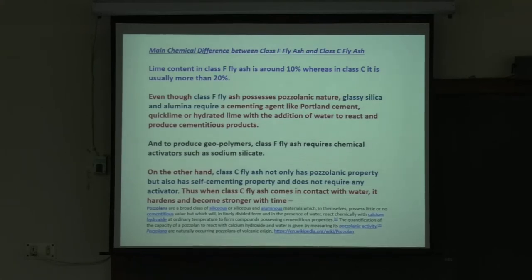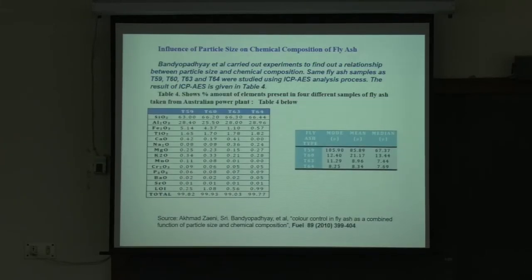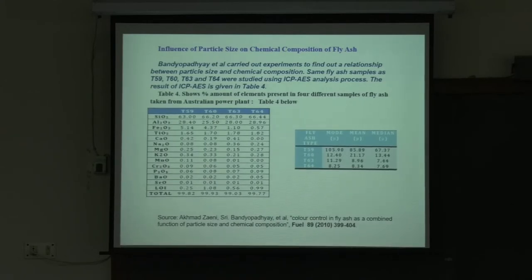These are the websites or publications given. So class C and class F fly ash. This is going back to those four fly ashes, T59, T66, those four. From here you will have silica, alumina, like that. Here you have class F calcium oxide is 0.4 to 0.19. So they are much less. And you have already got the size distribution before. So from here you can work out which one is class C, which one is class F.